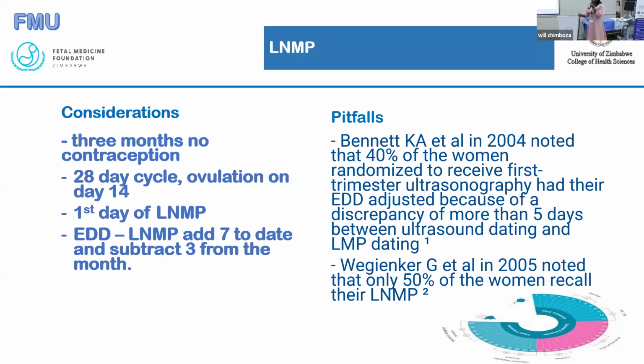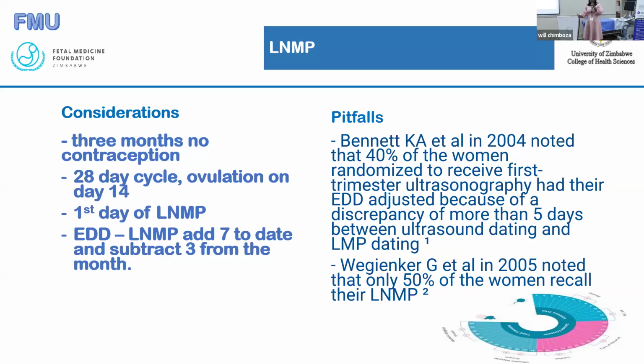To that first day, we use Naegele's rule, where we add 7 to the date, we take back 3 from the month, and we add 1 year to the year. Then we come up with the expected date of delivery.